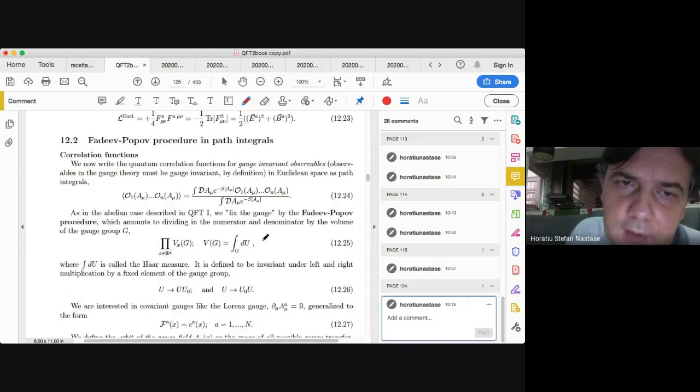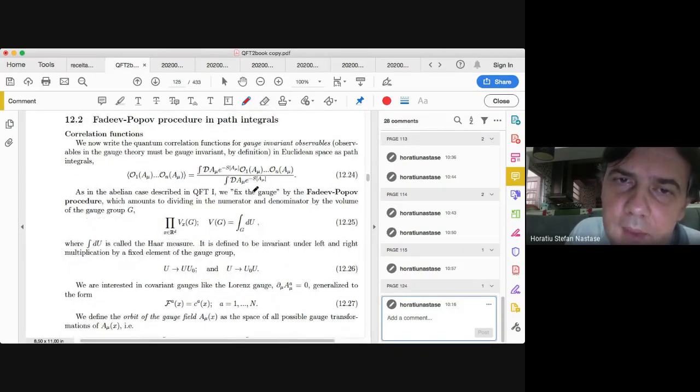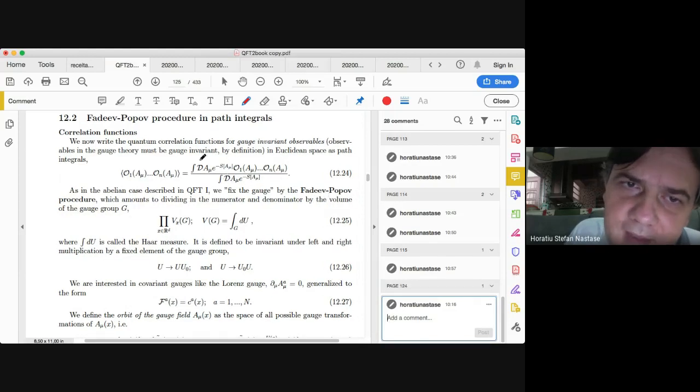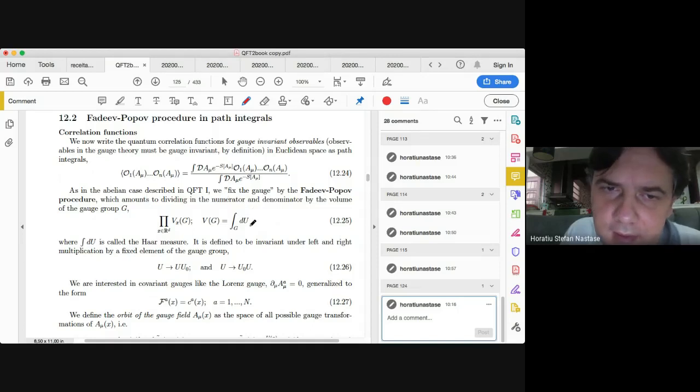If you remember from quantum field theory one, that means that we have to fix the gauge by the Faddeev-Popov procedure, which amounts to dividing numerator and denominator by the volume of the gauge group, that is to say, the product over all the points of the elements of the gauge group. So the path integral over dU will cancel out.